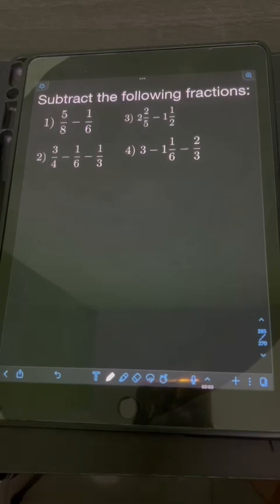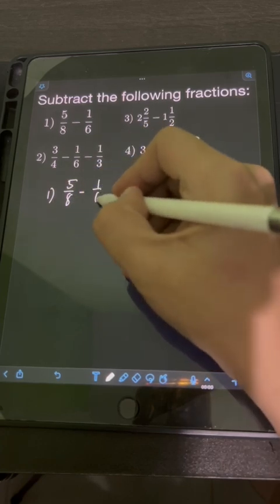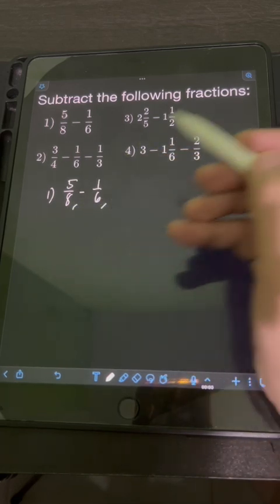Let's try to solve this problem. Subtract the following fractions. So let's start with number 1: 5/8 minus 1/6. So we are subtracting dissimilar fractions, meaning having different denominators. In this problem, we have different denominators of 8 and 6.